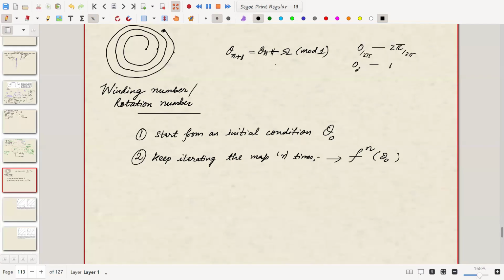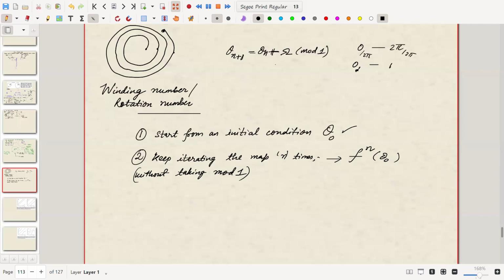After n steps, but here, without taking mod 1. This is something important: in order to compute the winding number, we have to proceed without using mod 1. So start from an initial condition theta naught, then keep iterating the map n times, that is F^n of theta naught, but don't use mod 1. The angle will keep increasing beyond 2 pi, 3 pi, 4 pi, 6 pi, without the 2 pi modulus.